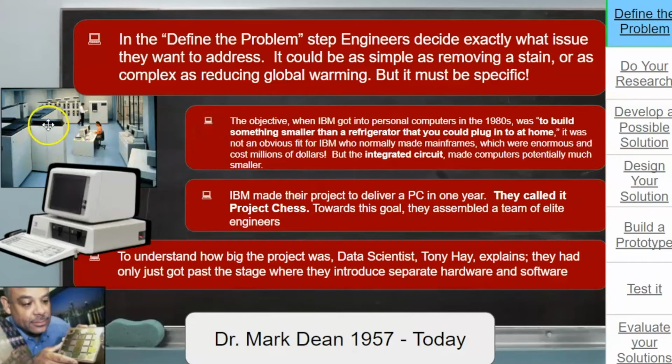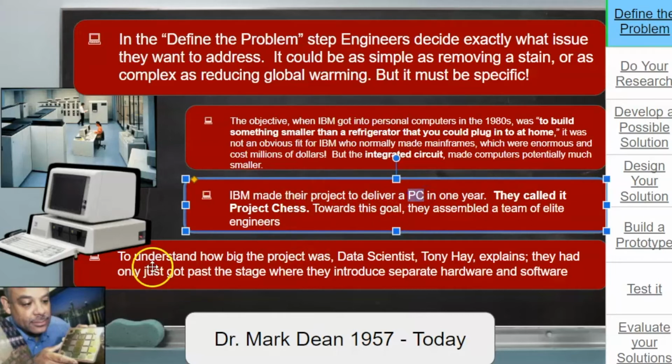I have a picture of a mainframe, one of the kind of things that they made back in the 1980s when their personal computer first was getting developed. And it's huge. IBM made their project to deliver a PC in 1 year. They called it Project Chess. Towards this goal, they assembled a team of elite engineers. So if I said, what was the specific problem that IBM was looking to address? They wanted to make a PC in 1 year. And they called this Project Chess.